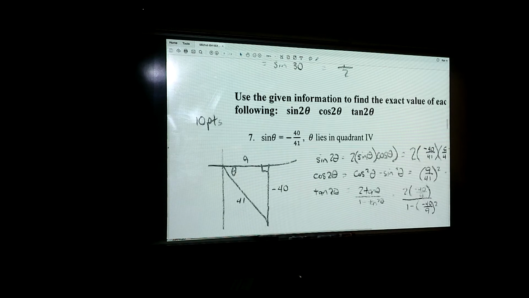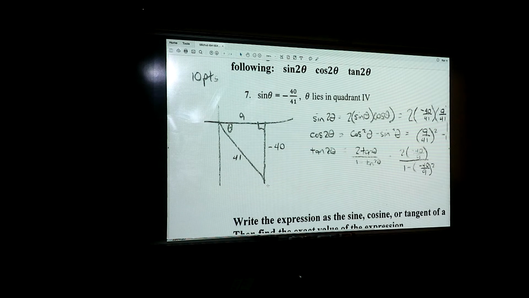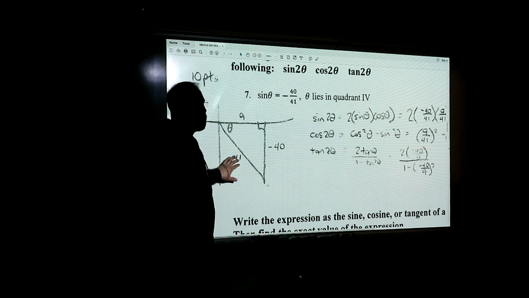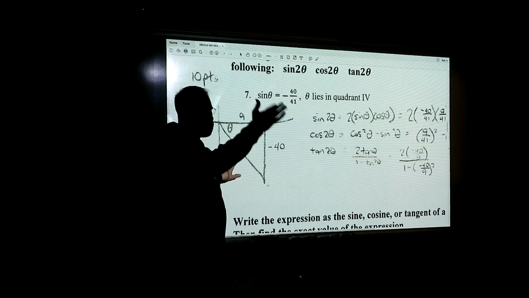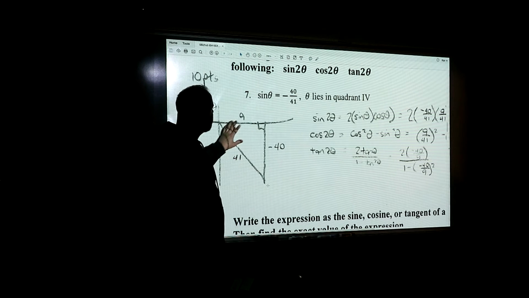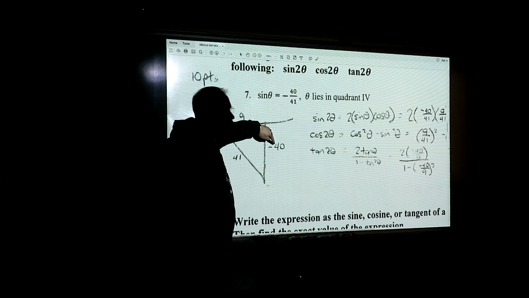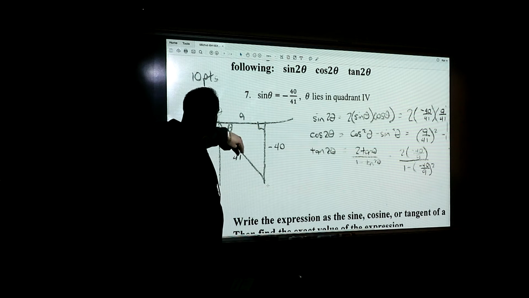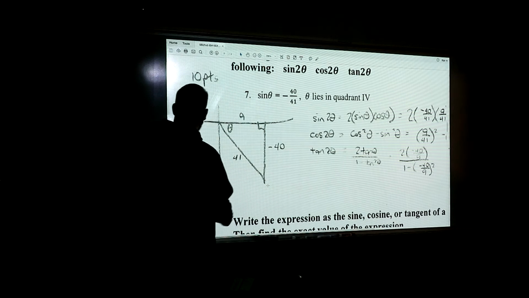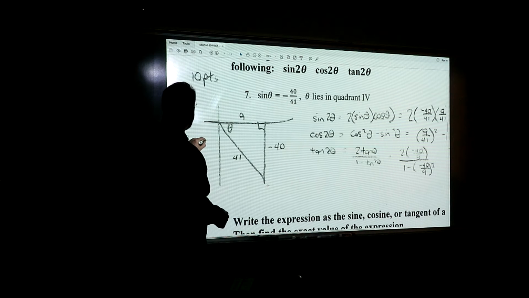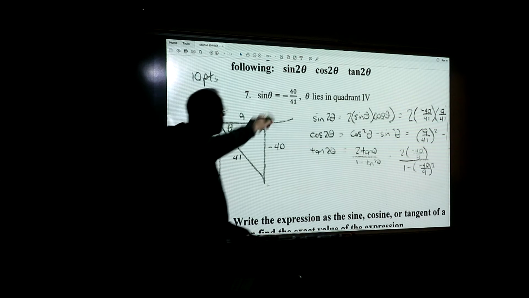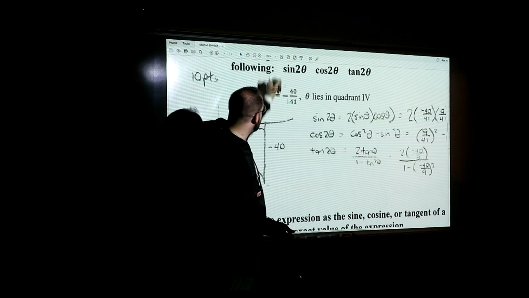All right, 7. You had to draw this. This is the part that most people got wrong. It's doing the whole 40 and 41. That's one of the questions I had earlier. You do the Pythagorean theorem. This would have been x. X squared plus negative 40 squared, this has been positive by the way, equals 41 squared, because the 41 should be your hypotenuse. How do I know that? This is the hypotenuse, this is the opposite.